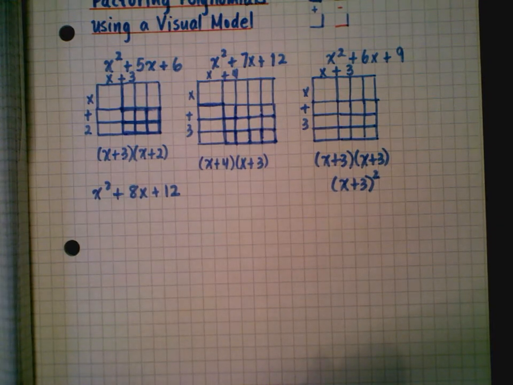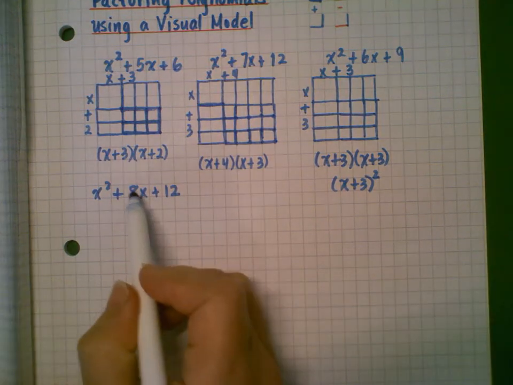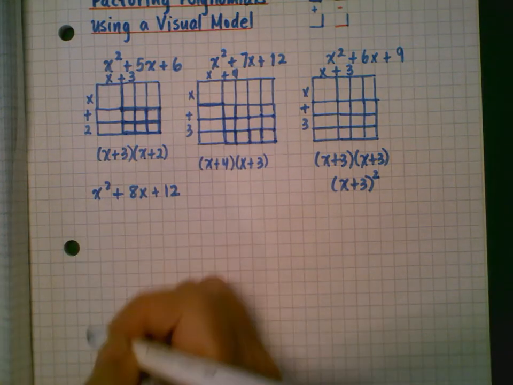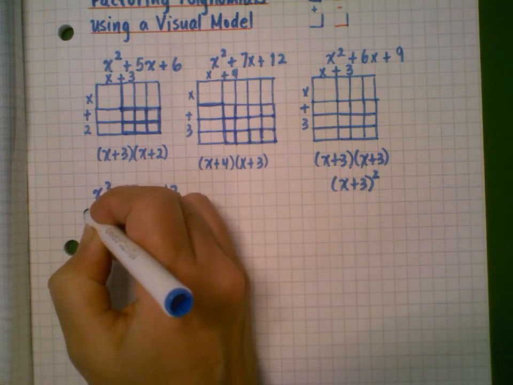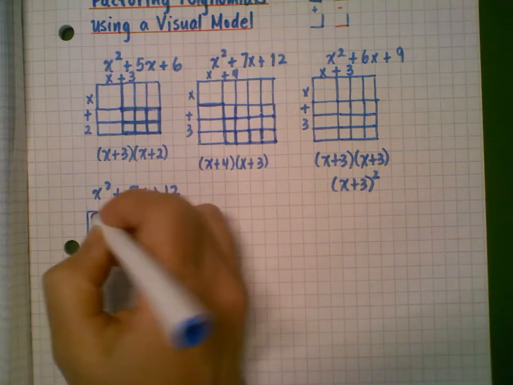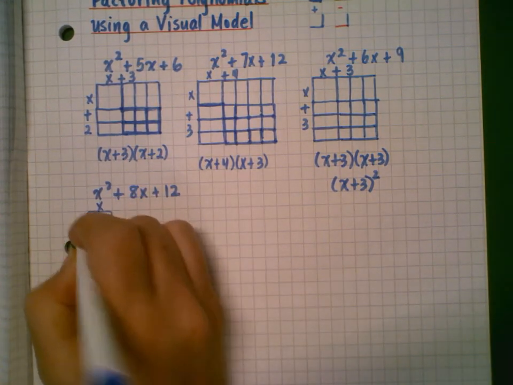You could do 1 times 12, 2 times 6, 3 times 4. So because it has all of those different combinations, that middle term isn't always 7. So let's look at that one. So x times x is still going to be that little square. And don't draw in the grid lines in the middle.